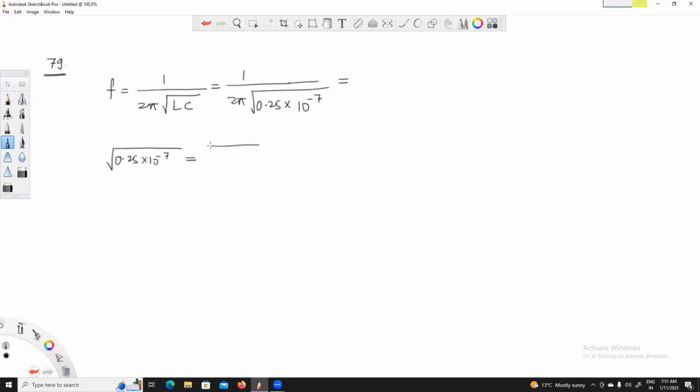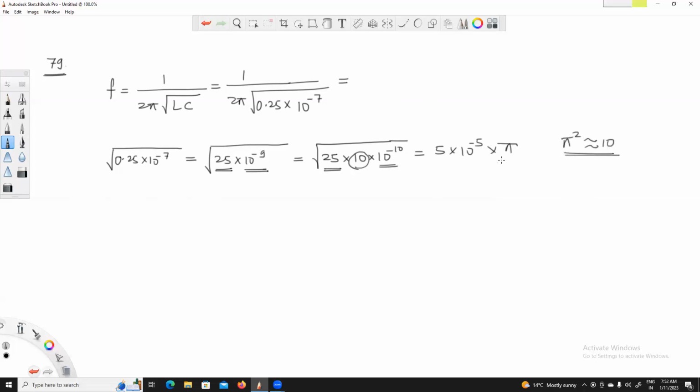I can write this as 25 into 10 raised to minus 9. Again, 10 raised to minus 9 is not a perfect square, so I have to write this as 25 into 10 into 10 raised to minus 10. Now I can take the square root: 5 into 10 raised to minus 5 into square root of 10. I can approximately write this as pi, because pi squared is approximately equal to 10.